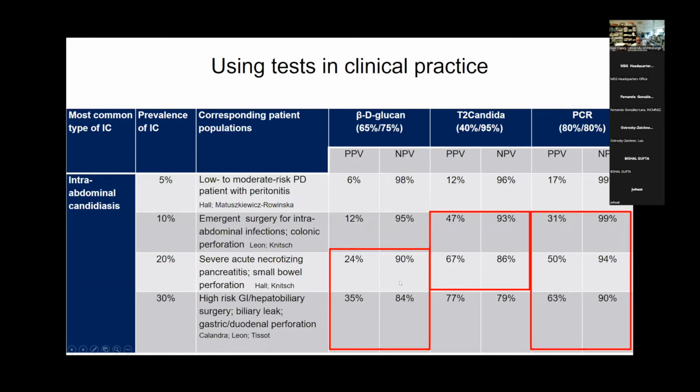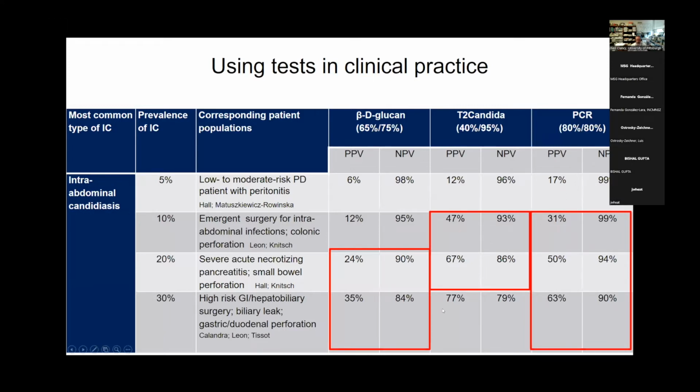So what we'd have to decide here is, are you willing to accept a 15% likelihood in your highest risk cohort that you still have candidiasis with a negative beta-glucan result? And that's something individual practitioners and units will have to make their own answer on. If you look at T2 Candida performance in intra-abdominal candidiasis, sensitivity is a little less. Here, you may get value in some of your lower prevalence populations like emergent intra-abdominal surgery or colonic perforation.